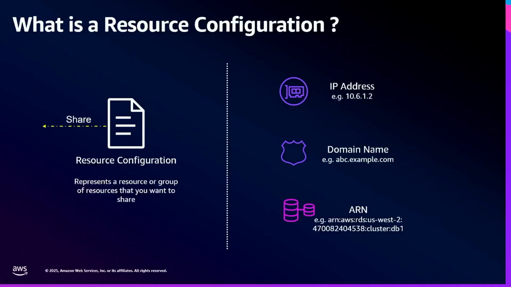But what are the different types of resource configurations that you can actually access in your resource configuration policy? So today we support three different types. We support IP addresses, so you can connect using IPv4 and IPv6. We support domain names, and we support AWS ARNs specifically for RDS databases.